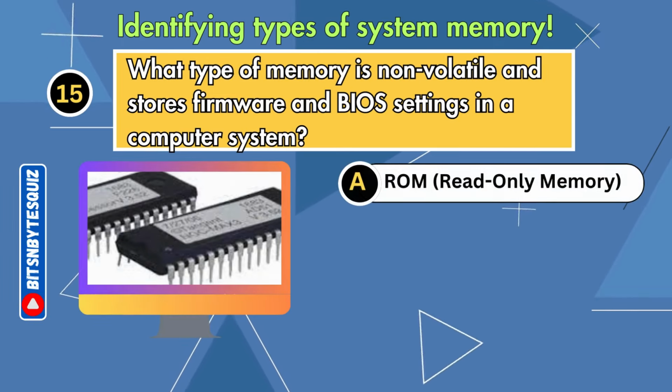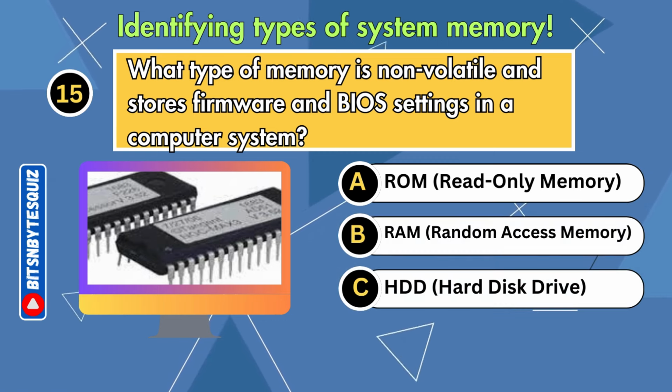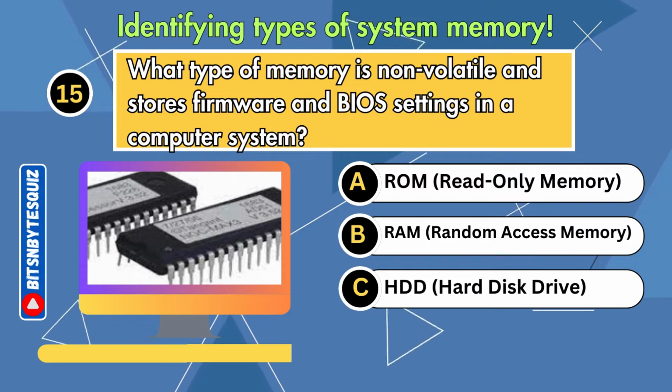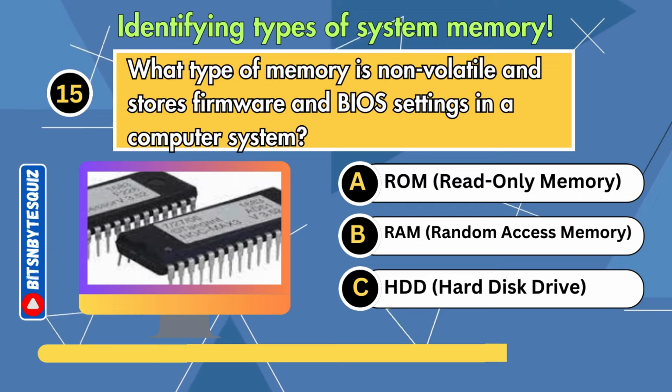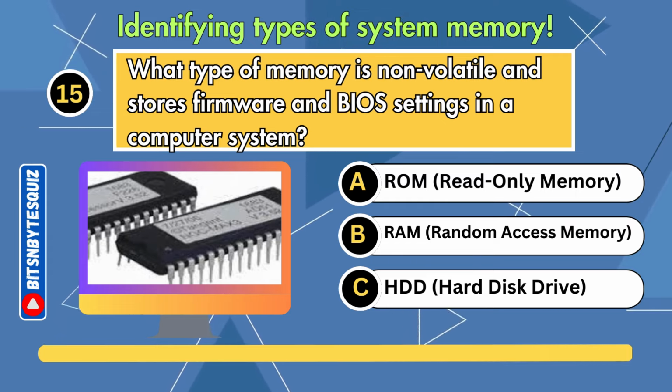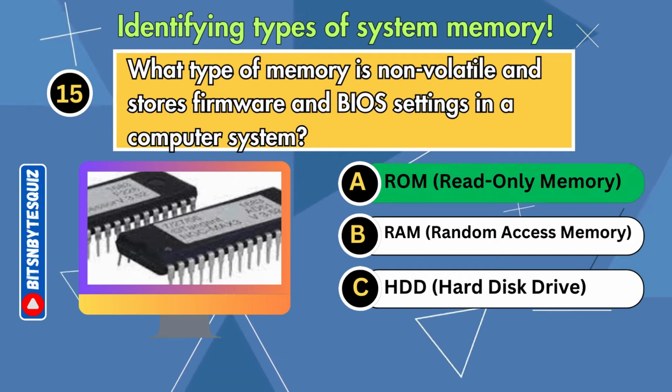What type of memory is non-volatile and stores firmware and BIOS settings in a computer system? Option 1, ROM. Option 2, RAM. Option 3, HDD. Answer is ROM.